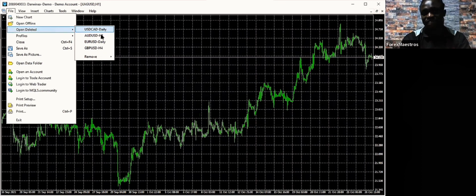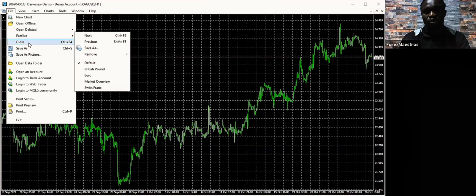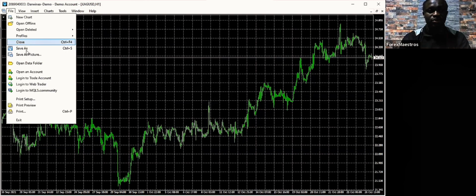If you check it, this is my own chart that I've been using, a demo account. So you can see some of the assets, currency pairs that I've opened in the past. You can see all of that. You have your profile. You want to close, okay? You want to save a particular setting. This is where you see save as picture. You want to save your screen.